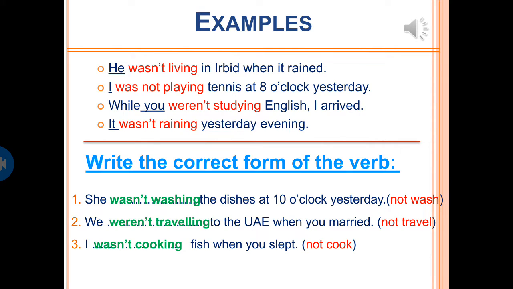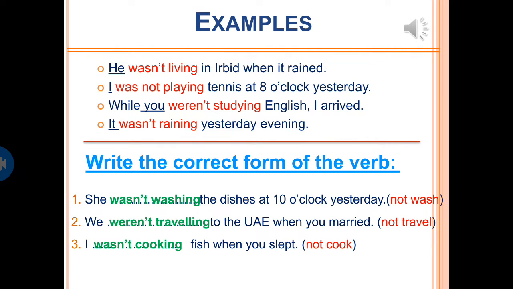Examples. He wasn't living in Irbid when it rained. I was not playing tennis at 8 o'clock yesterday. While you weren't studying English, I arrived. It wasn't raining yesterday evening.